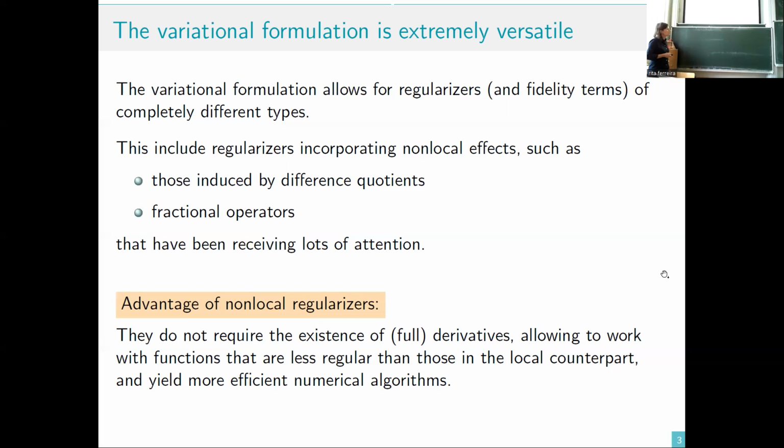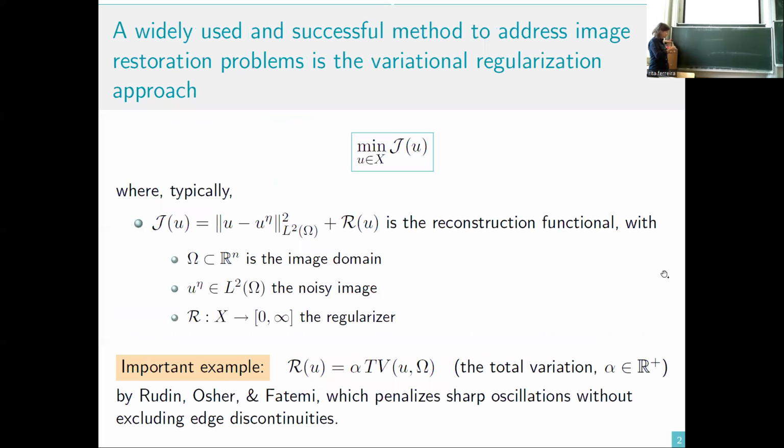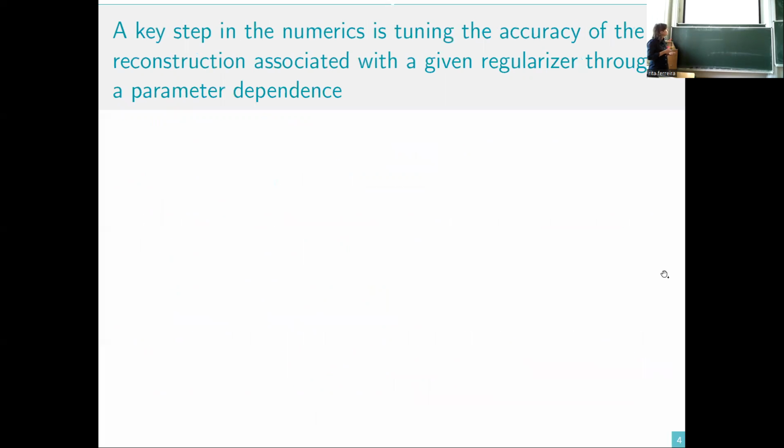Now, let me go back to this parameter that was appearing here. From the mathematical point of view, if you want to study existence and uniqueness of solutions to this problem, replacing R by a constant times the total variation does not change anything. But from the numerical point of view, it actually plays a central role. People use these parameters as a tuning for accuracy, so changing this parameter will change the accuracy of your reconstructed image.